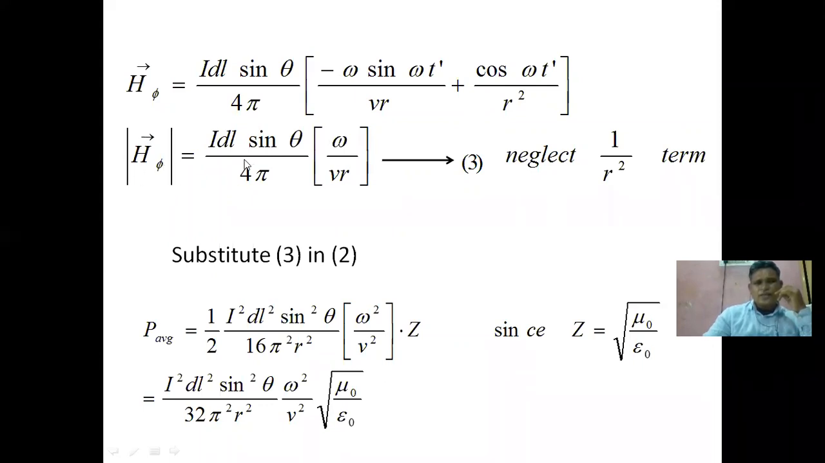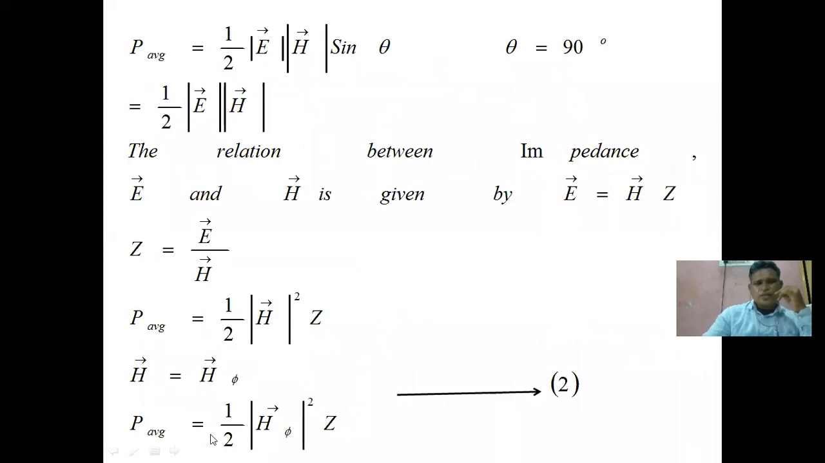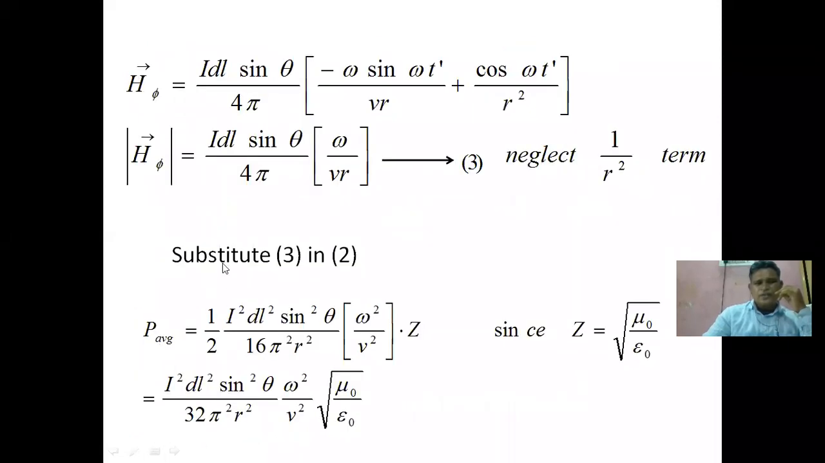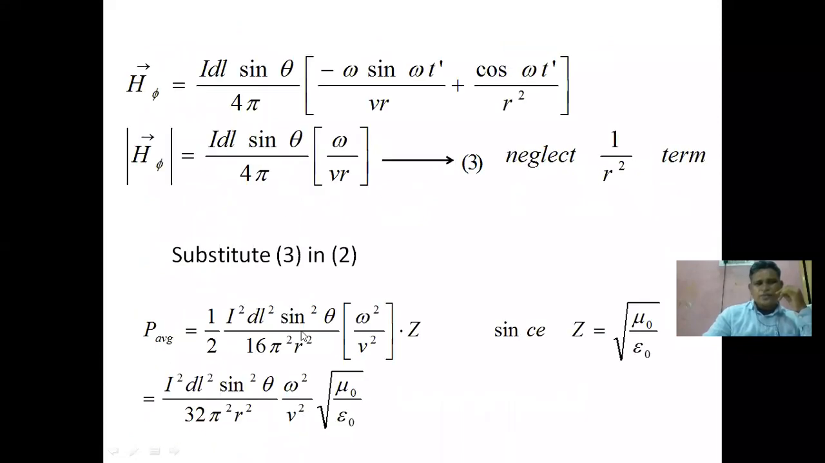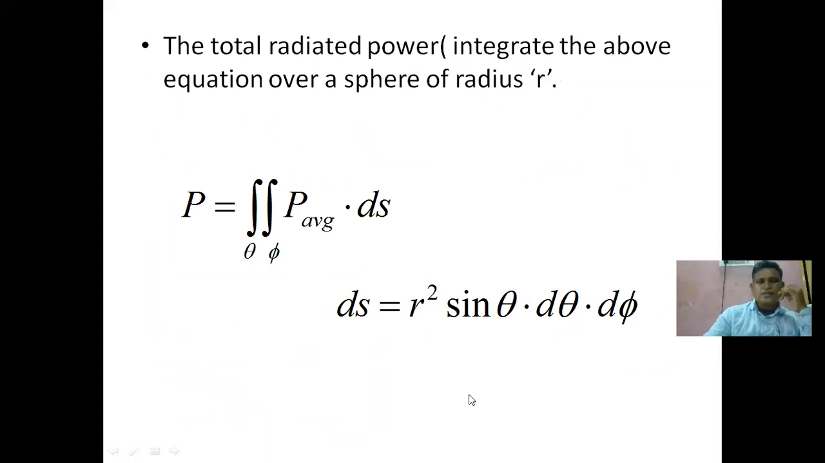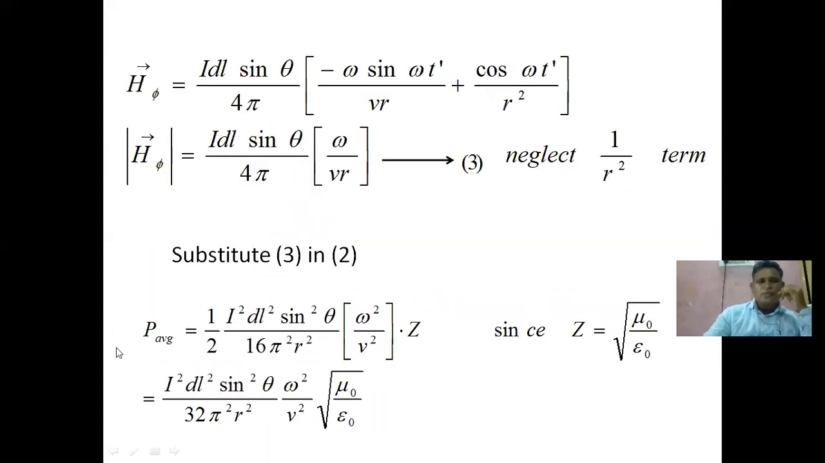Now substitute H phi in equation 2 here. P average is equal to 1 by 2 times the square of this one into Z. If you square this one, what will you get? I squared dl squared sin squared theta divided by 16 pi squared, here this one is omega squared, v squared and r squared, into Z. Z is equal to square root of mu naught by epsilon naught. This is the intrinsic impedance. Now we have the average power.